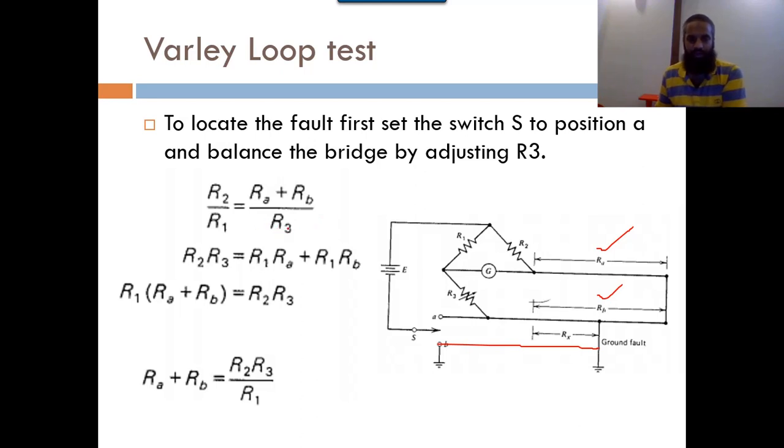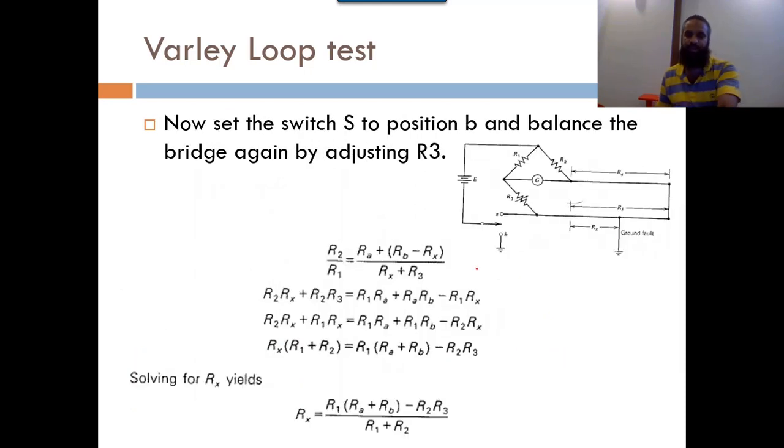So when we simplify this formula, we get Ra plus Rb is equal to R2 R3 over R1. Now we have to calculate Ra and Rb, because the unknown resistance, the unknown location which we need to measure, is Rx. So now we need some formula related to Rx.